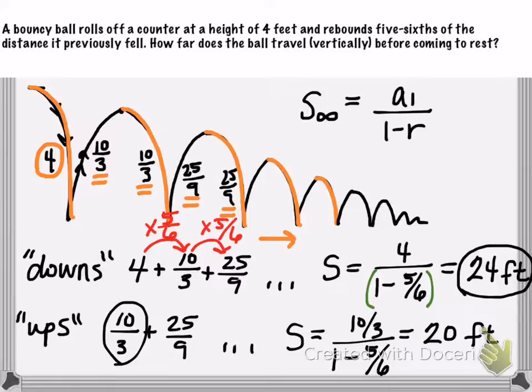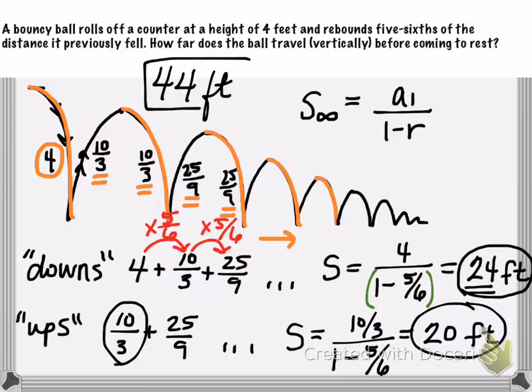Once you found out that on the way down it fell 24 feet total, then 4 less than that would have to be the total distance that it rebounded up. So then we want to put these two together, and that'll be the total vertical distance that the ball has traveled. In other words, our final answer here is going to be 44 feet. And we call that the limiting value of this infinite geometric series.